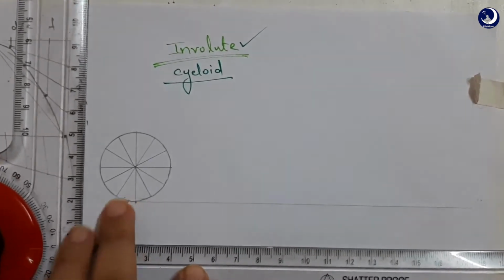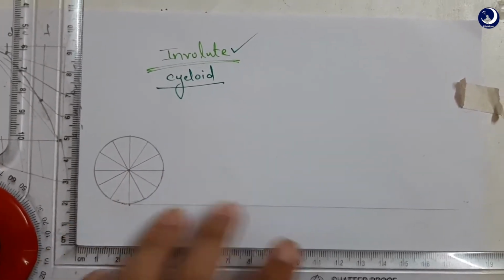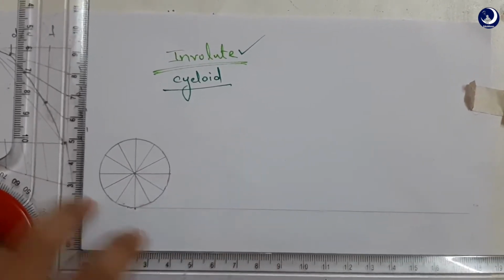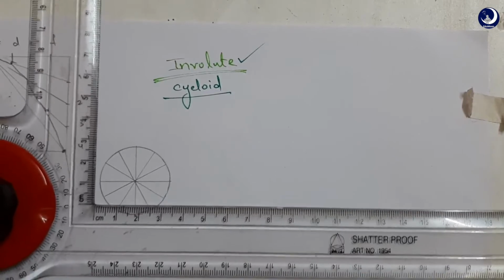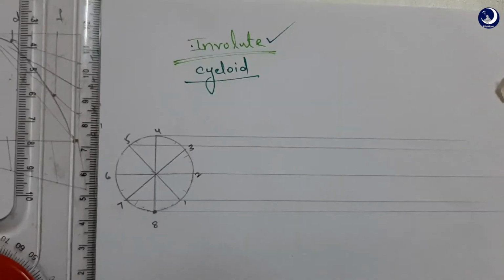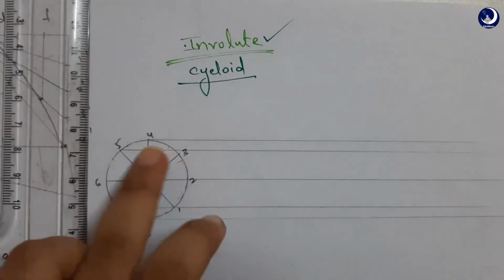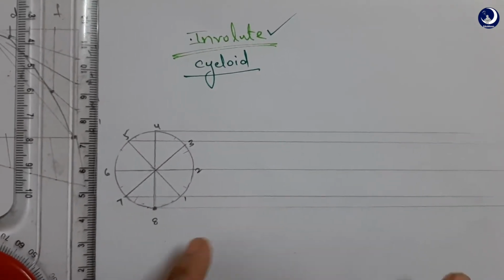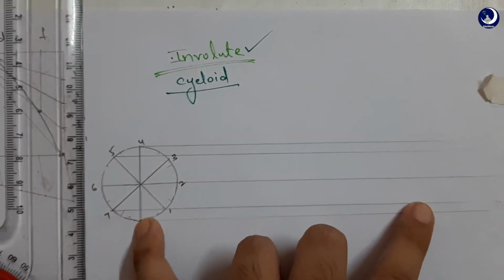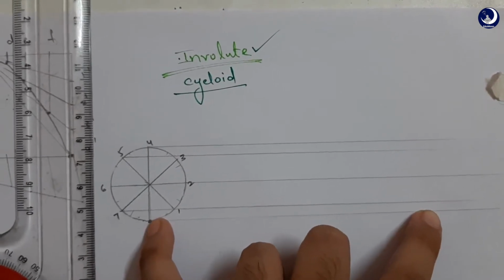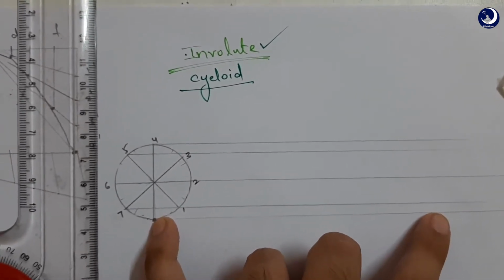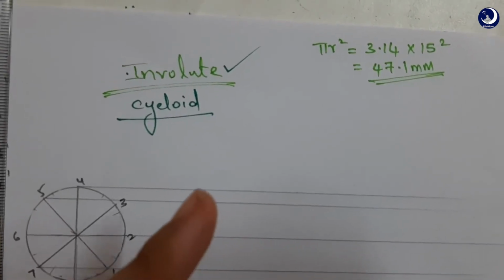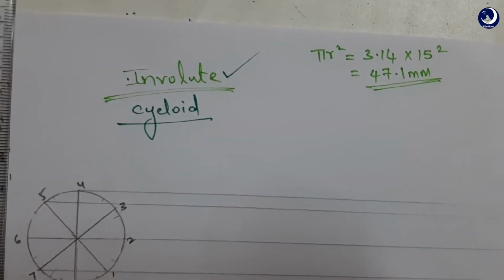Next we need to mark these points and extend these lines, like how we extended this line. I have reduced the number of divisions just to make it more clear, and I've extended the lines. Now we have to mark the circumference of the circle on the bottom line. I calculated the circumference, that is pi r square, or pi d.